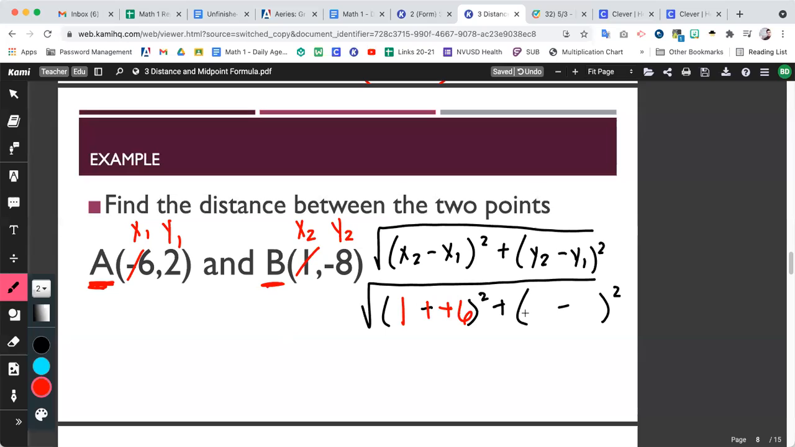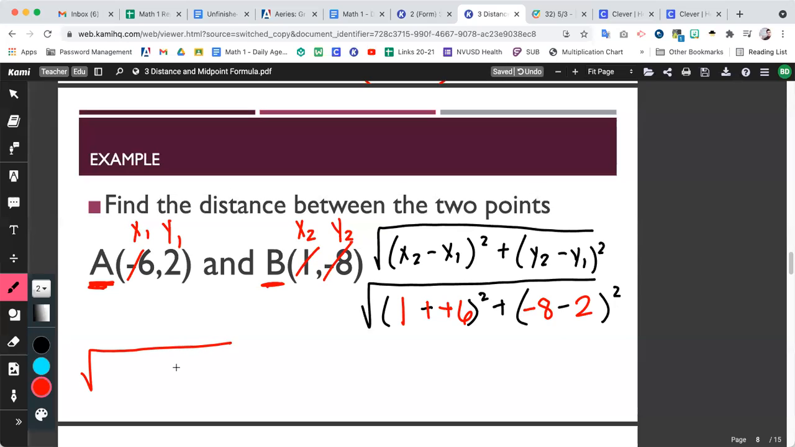Now what's y2? Now, does that negative sign turn into positive? No, it does not. Very good. And then last, what is y1? 2. Okay. Almost done. We just have a couple more steps.